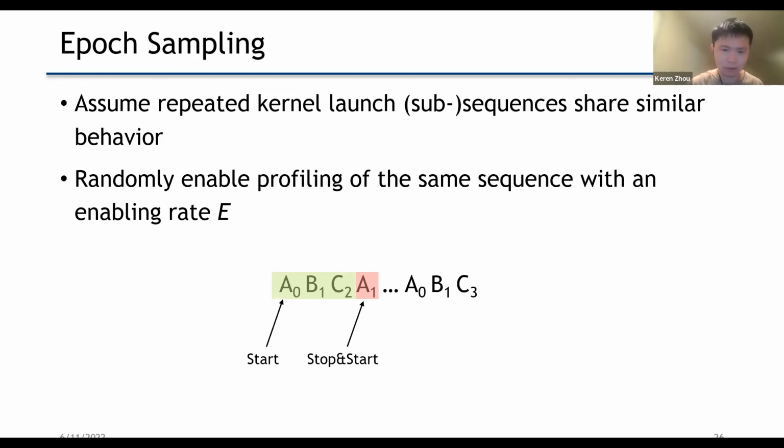Next, after a series of kernels, we encounter A0 and B1. Since the subsequence A0, B1 has been seen before, we can skip profiling for this subsequence and only restart profiling when we encounter C3, which we haven't seen before.